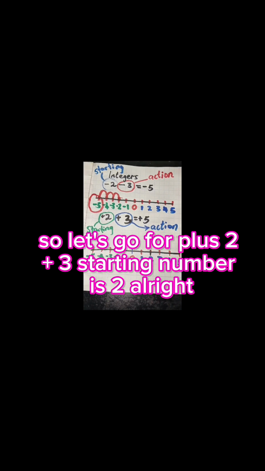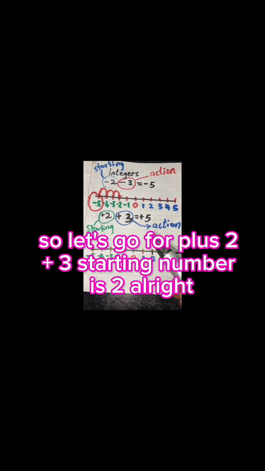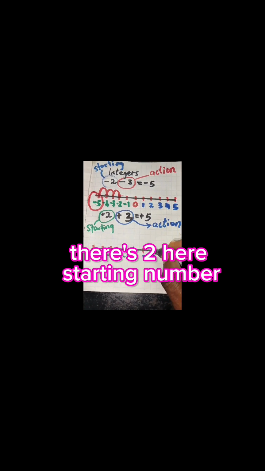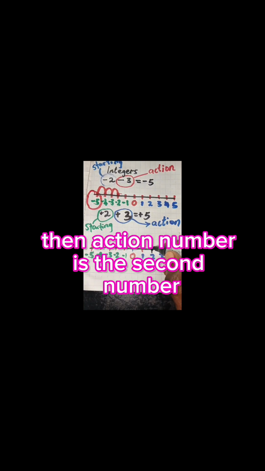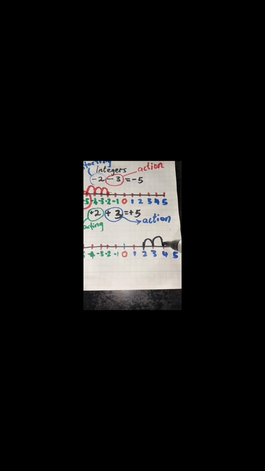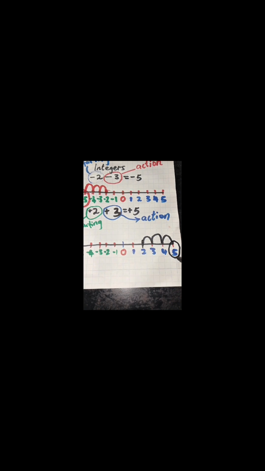So let's go for +2 plus 3. The first number is the starting number. There's 2 here, the starting number. Then the action number is the second number, so +3. This time we're going forward because there's a plus. Backward, minus; forward, plus. So we're going to add 3 jumps. 1, 2, and 3. Where did we land? We landed at 5. So that's how we got 5 as our answer. You can see it here. Let's move on to the next point.